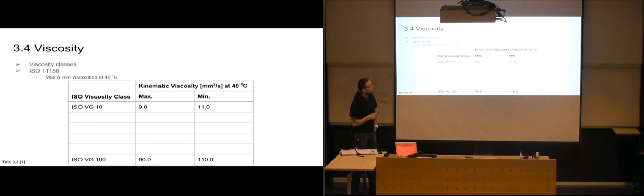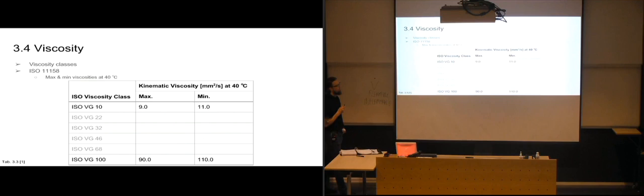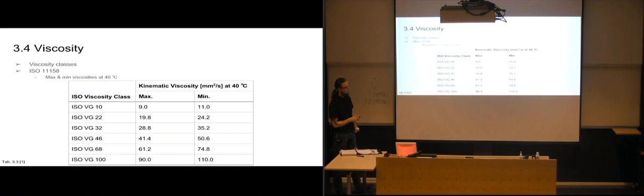And then we have the different viscosity classes. So we have the 10, which has a maximum of 9 and a minimum of 11. So you see here they use maximum as the lowest number and minimum as the largest number of the kinematic viscosity. And then we have the 100, which is 90 to 110. So you can see it's basically the same, only you have one more digit down there. And then we have several in between here, 22, 32, 46, 68. That was the one we had in the example, the HLP 68. So here we can see we have 61.2 to 74.8 in the kinematic viscosity of it.